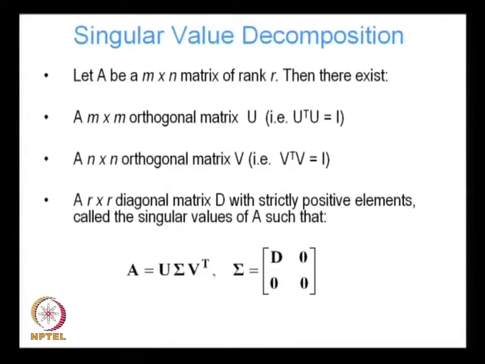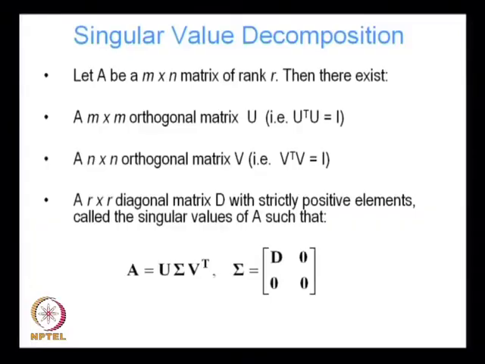If A is an m by n matrix of rank R, we can be assured that there exists an m by m orthogonal matrix U, orthogonal meaning that the transpose of that matrix multiplied with itself, that is U transpose U, is going to be the identity matrix. There is also an n by n orthogonal matrix V, which means V transpose V is again equal to the identity matrix I, and an R by R diagonal matrix D which has strictly positive elements, and those positive elements are called the singular values of A.